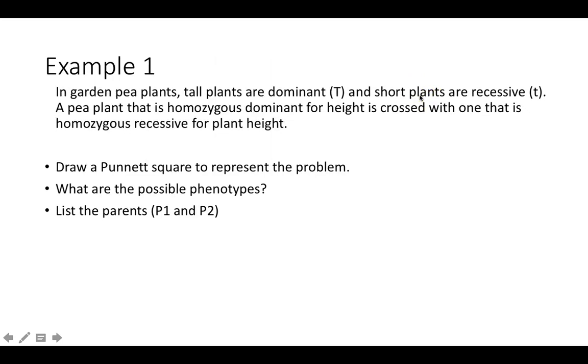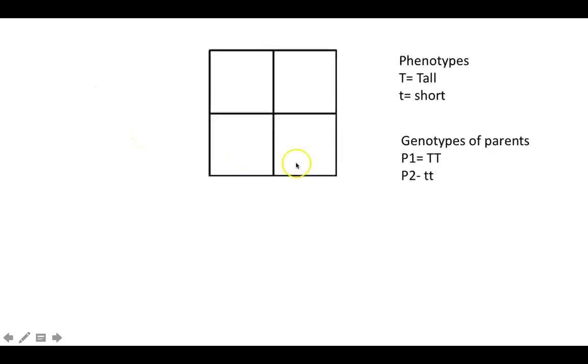Next step, list the parents. When you're looking at a problem for the parents, try to find keywords. In this one, crossed is the P word. We know that they are crossing two individuals to see what their offspring will be. The first individual is homozygous, homo, same, dominant. So it will be two capital T's. And the second parent is homozygous, homo, same, recessive, so two lowercase t's. We're going to list those over on the right-hand side as well. So genotypes of parents, P1, homozygous dominant, P2, homozygous recessive.